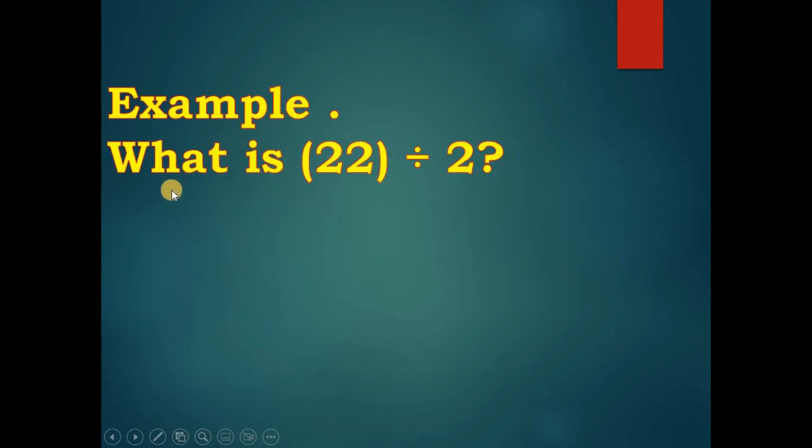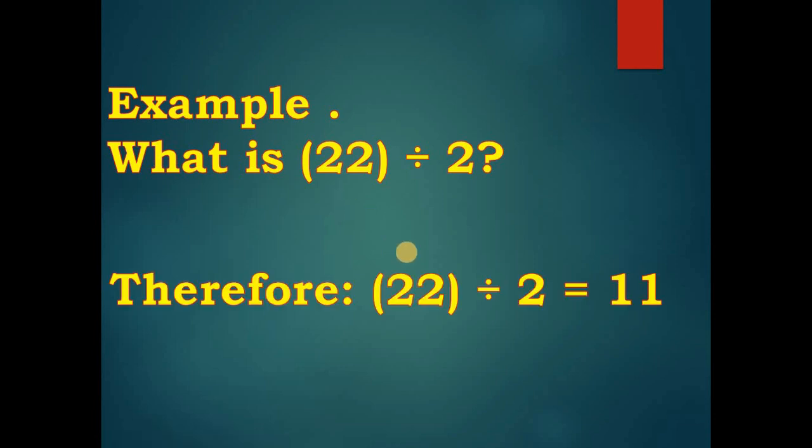And, the last example, so let us identify the quotient of 22 divided by 2. So, since parehas silang positive, so malamang positive din ang outcome. So, 22 divided by 2 is equivalent to 11. Okay, so naintindihan ba? Okay, so kung naintindihan, okay.